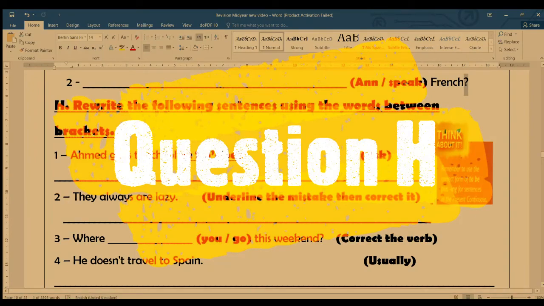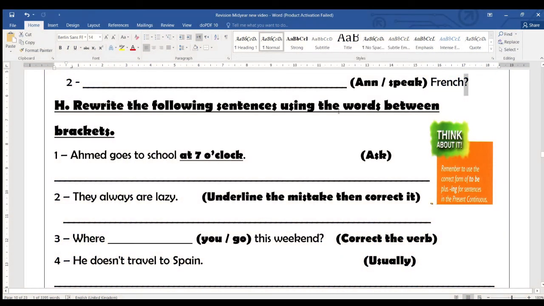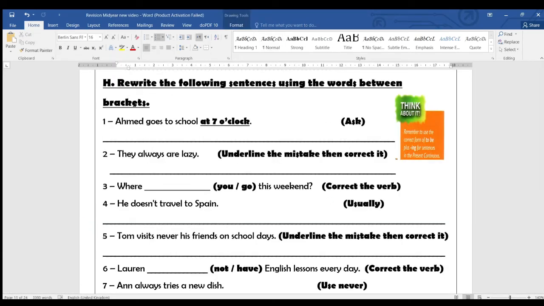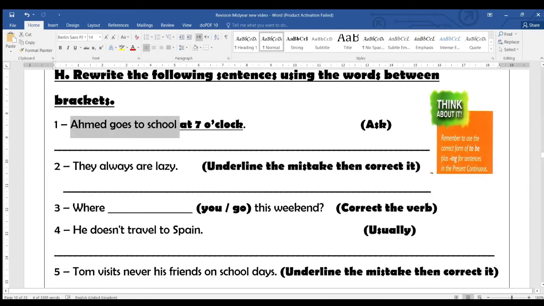Exercise H. Rewrite the following sentences using the words between brackets. So I have a word here that will give me instructions regarding what to do in this specific question. So it's like "ask" is shown between brackets. Ahmed goes to school at 7 o'clock, and at 7 o'clock is underlined. And what it needs is for me to ask, which means form a question.